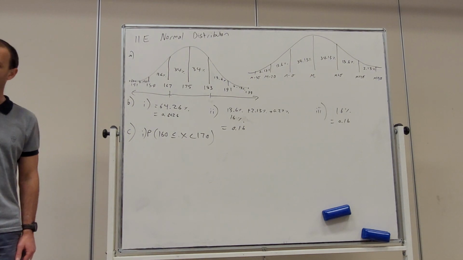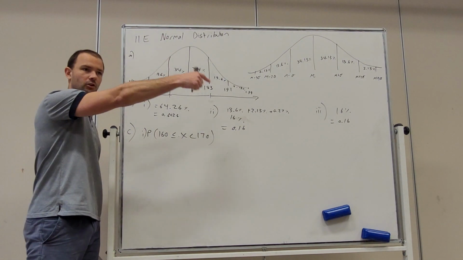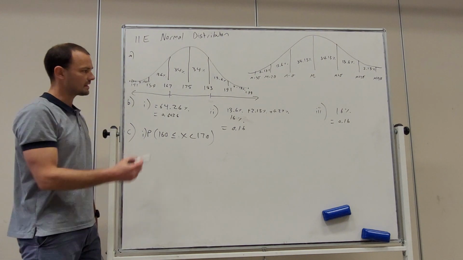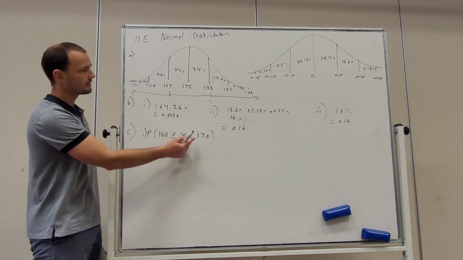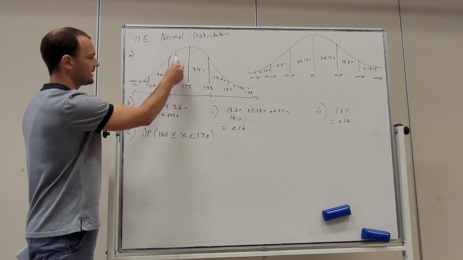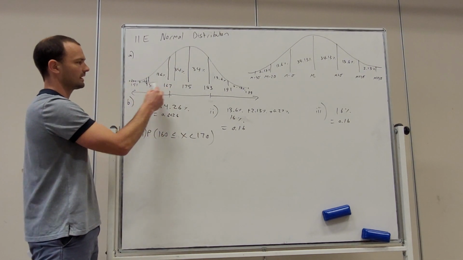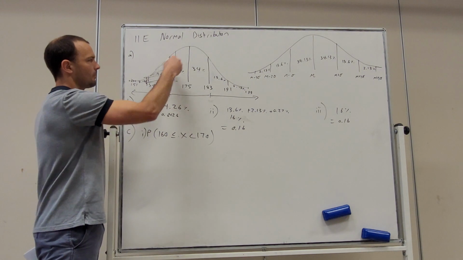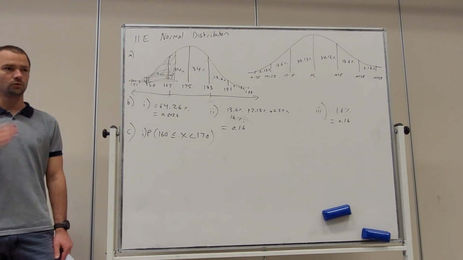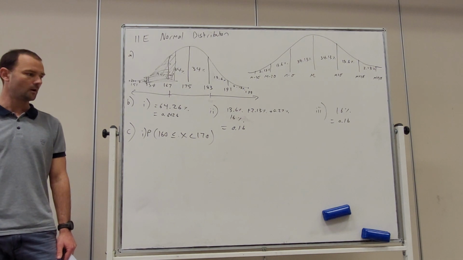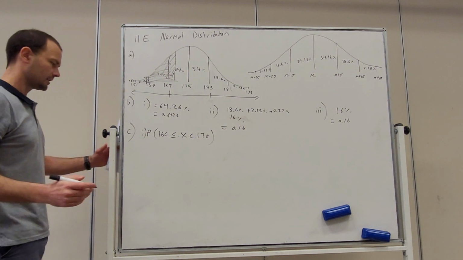Now we can't calculate this based off of just the curve and adding numbers. The reason is 160 doesn't show up as one of the numbers here, and neither does 170. So 170 is like here, and 160 is like here. So we're calculating this probability, and we can't see the numbers that it corresponds with. That means we need to use our calculator. I'll take you through the calculator instructions.